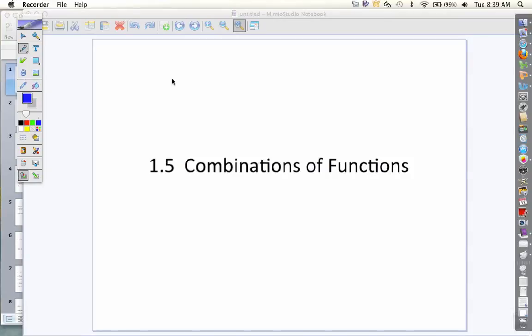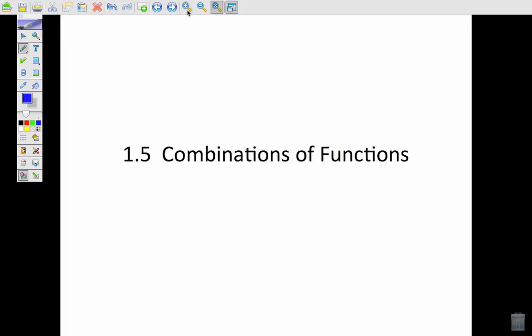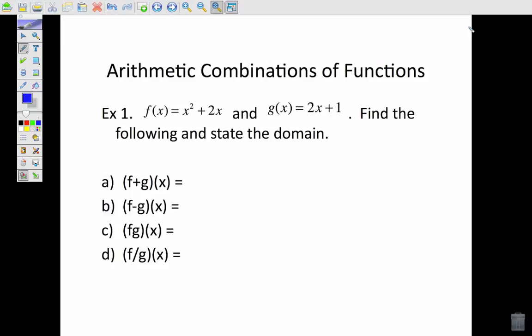This is section 1.5, pre-calculus, and we're going to be doing the combinations of functions along with being able to state domain. You should be on page 13 of your packet. All right, we have dealt with combinations before. It's just a matter of evaluating functions, substituting with other functions. We're first going to look at just some basic operations.